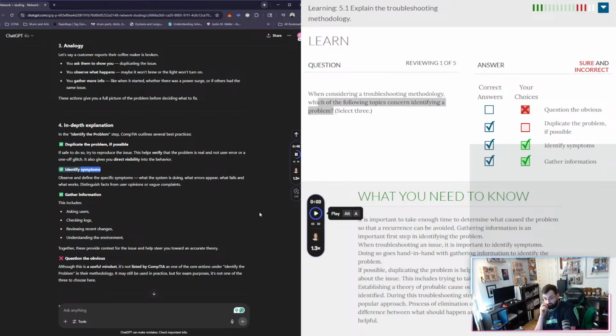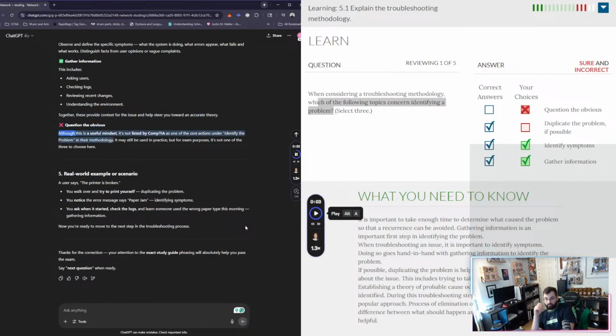Identify symptoms. Observe and define the specific symptoms: what the system is doing, what errors appear, what fails, and what works. Distinguish facts from user opinions or vague complaints. Gather information. This includes asking users, checking logs, reviewing recent changes, understanding the environment. Together, these provide context for the issue and help steer you toward an accurate theory.